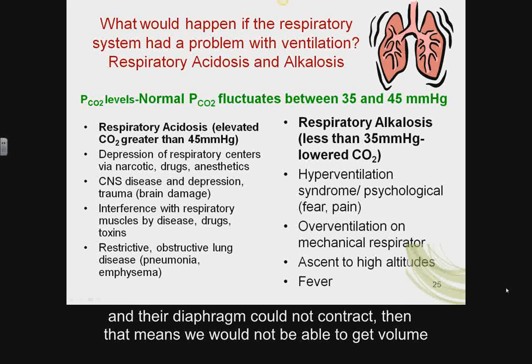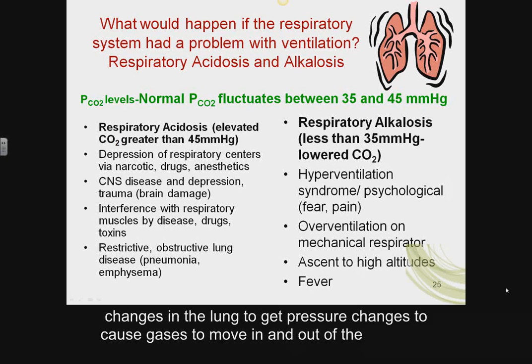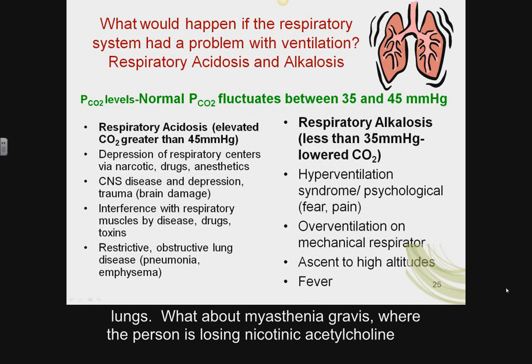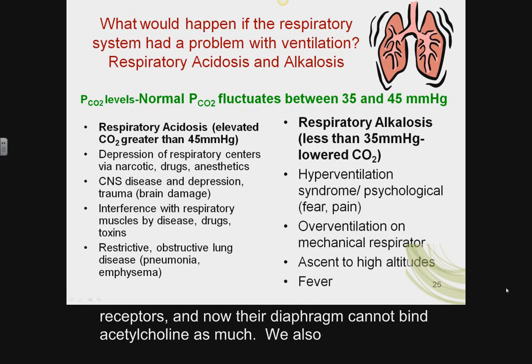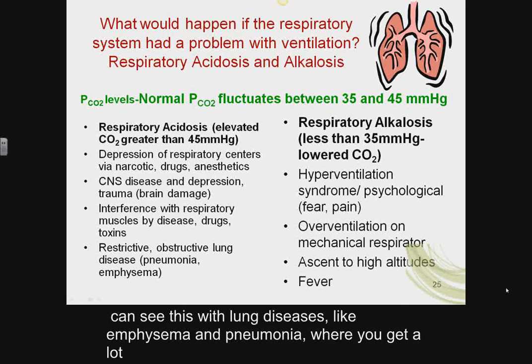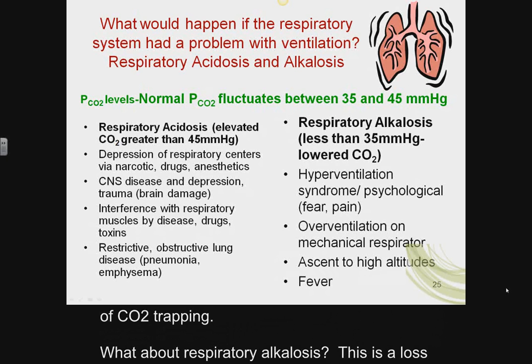We also can have a problem with respiratory muscles. How about curare? If someone were exposed to curare and their diaphragm could not contract, then that means we would not be able to get volume changes in the lung to get pressure changes to cause gases to move in and out of the lungs. What about myasthenia gravis, where the person is losing nicotinic acetylcholine receptors, and now their diaphragm cannot bind acetylcholine as much? We also can see this with lung diseases like emphysema and pneumonia, where you get a lot of CO2 trapping.